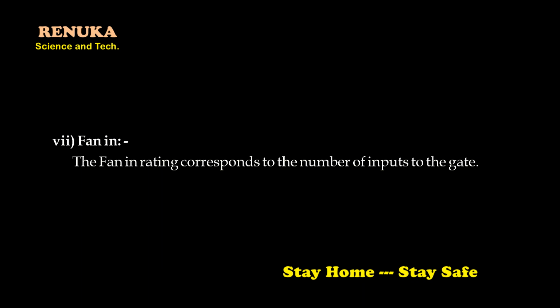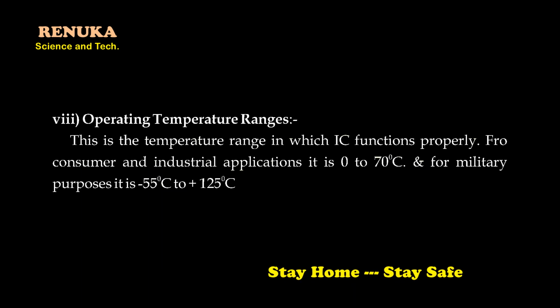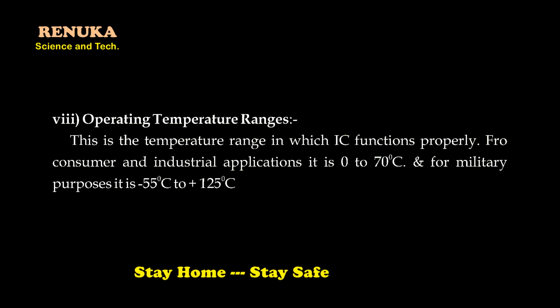Now the next definition is the operating temperature range. In the digital field, there are many ICs which are used as logic families or logic gates. So this is the temperature range in which the IC will function properly. So that is the operating range. For consumer and industrial applications, the operating temperature range is from 0 to 70 degrees Celsius. And for military purposes, it is minus 55 degrees Celsius to 125 degrees Celsius.